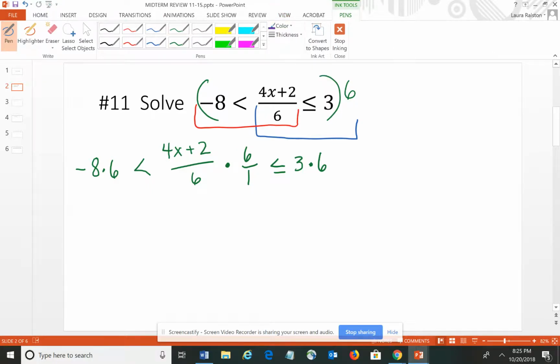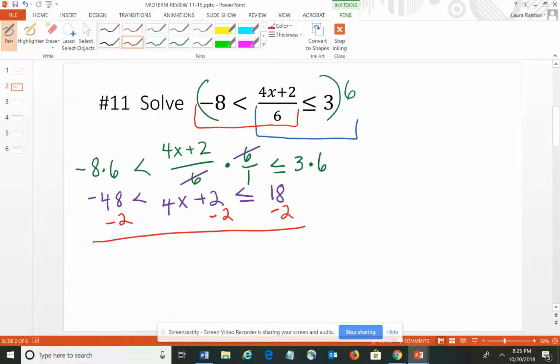Okay, I'm going to go back and do the multiplying. I have negative 48 is less than the 6 in the denominator and the 6 in the numerator divide out. And I have 4x plus 2 less than or equal to 18. Again, my goal is to isolate the x in the middle. So I need to subtract 2 from the front end as well as the back end. So I have negative 50 less than 4x less than or equal to 16.